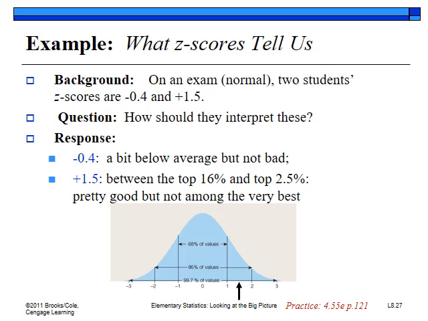Positive 1.5 would be between the top 16%, which is how big the tail is to the right of 1, and the top 2.5%, which is how much area is in the tail to the right of 2. So a score of positive 1.5 is between the top 16% and the top 2.5%, which is pretty good, but not among the top scores in the class.